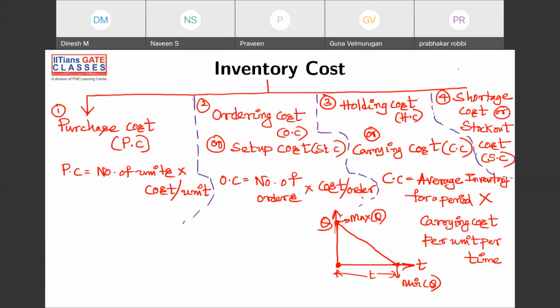Okay, and there is one more cost called shortage. Sir, how, sir? Why? Shortage also will have some cost because we don't have the material itself. How is it going to cost you? You are not buying any. Shortage means, what is shortage?